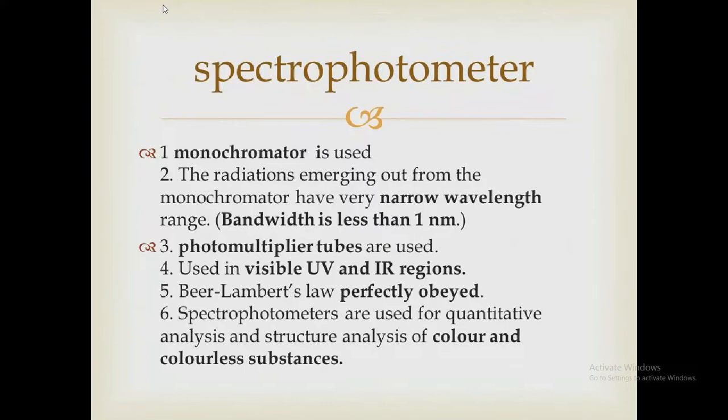And here Beer-Lambert's law is perfectly obeyed. Very important distinguishing point for spectrophotometer: Beer-Lambert's law is perfectly obeyed. And these spectrophotometers are used for quantitative analysis and structural analysis of colored as well as colorless substances. It can be used for both colored and colorless substances. There is no hindrance that we can use only colored substances. Here colorless substances can also be analyzed. The concentration of solute in a colorless solution can also be analyzed in the spectrophotometer.